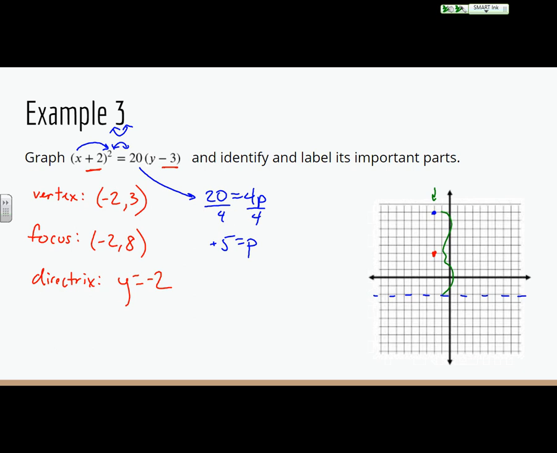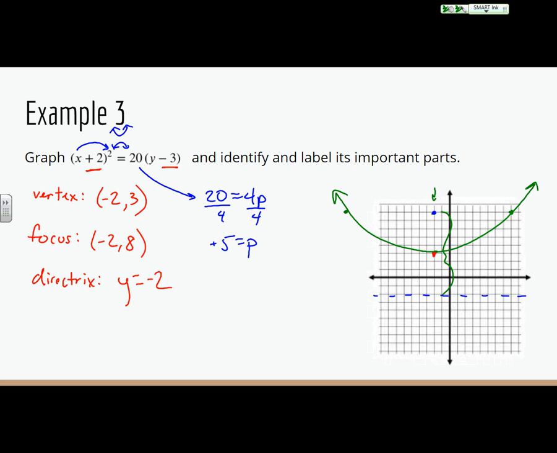1, 2, 3, 4, 5, 6, 7, 8, 9, 10. I'm going to run out of room. Just act like it's right there. So yeah, the bigger that p-value, the wider your parabola is going to be.